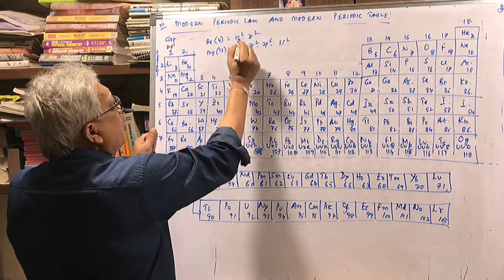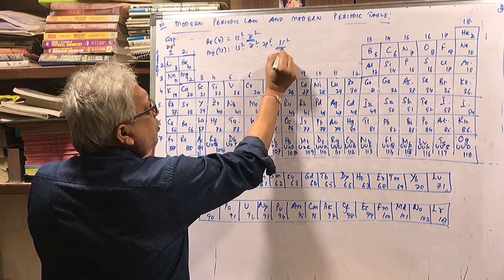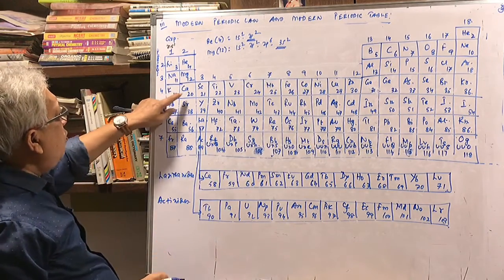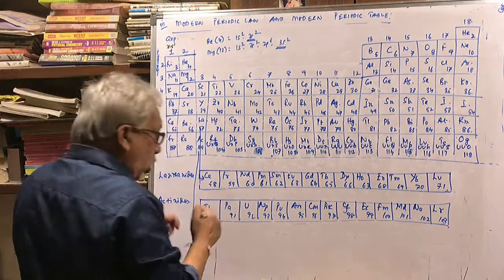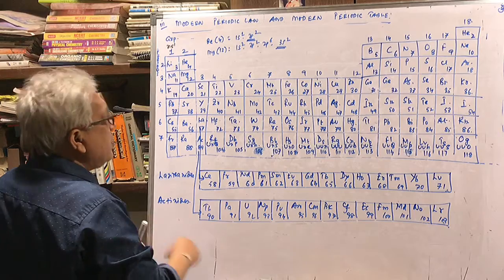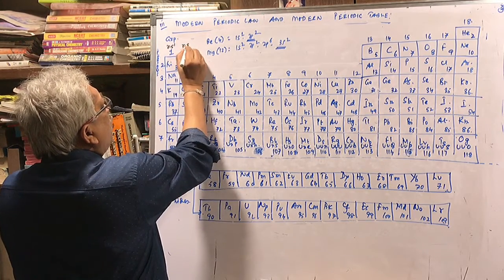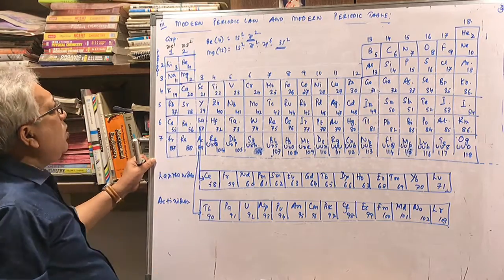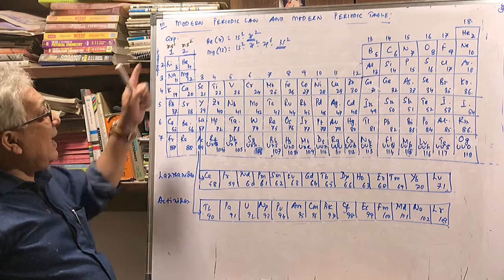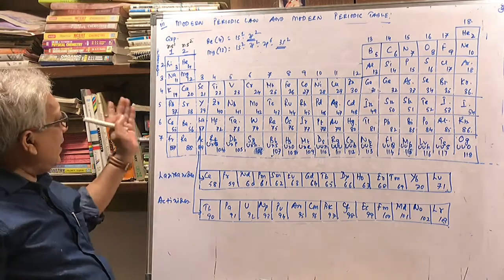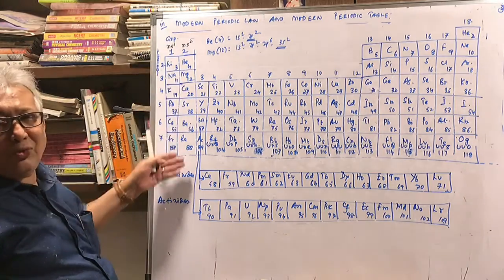So if you ask me what is the outermost configuration of beryllium, 2s2, magnesium 3s2, calcium 4s2, strontium 5s2, like that. That means their common outermost electronic configuration is ns2. N represents the outermost shell, configuration ns2. In the outermost shell, there are 2 electrons and both the electrons are present in the s subshell. Is that okay? That is how s1, s2, and that's why I made 2 vertical columns over here.